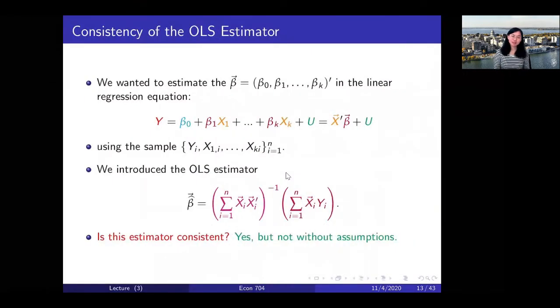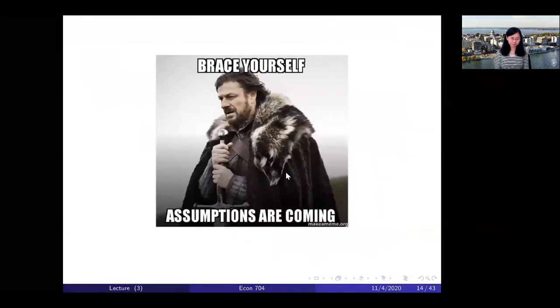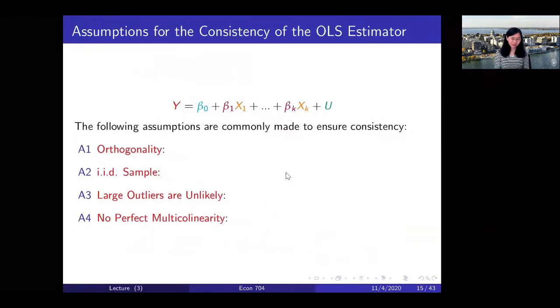Whether it is consistent or not depends on model assumptions. So that's why I say here, yes, it is consistent, but we need assumptions to guarantee consistency. Without those assumptions, we cannot say that it is consistent. So now let's talk about assumptions. What are the assumptions that we need for the consistency of the ordinary least square estimator?